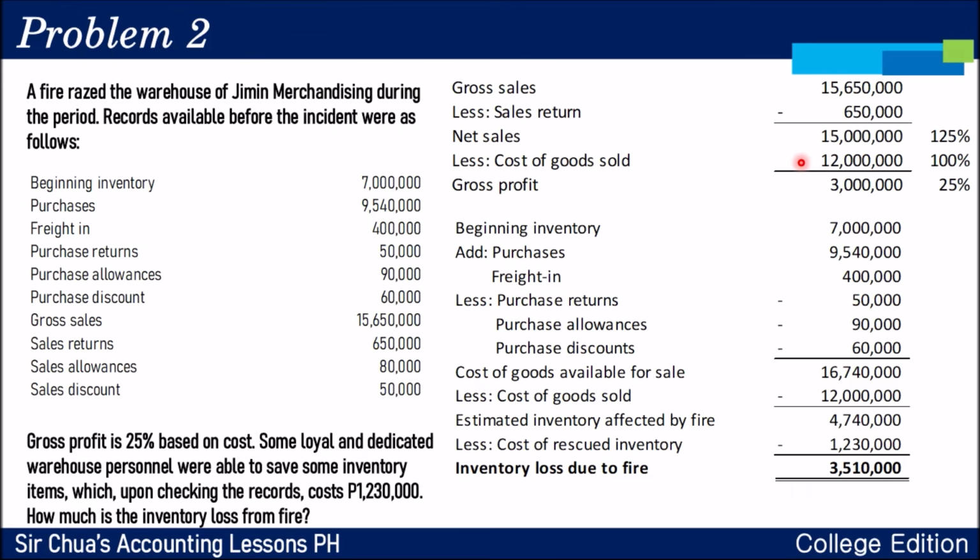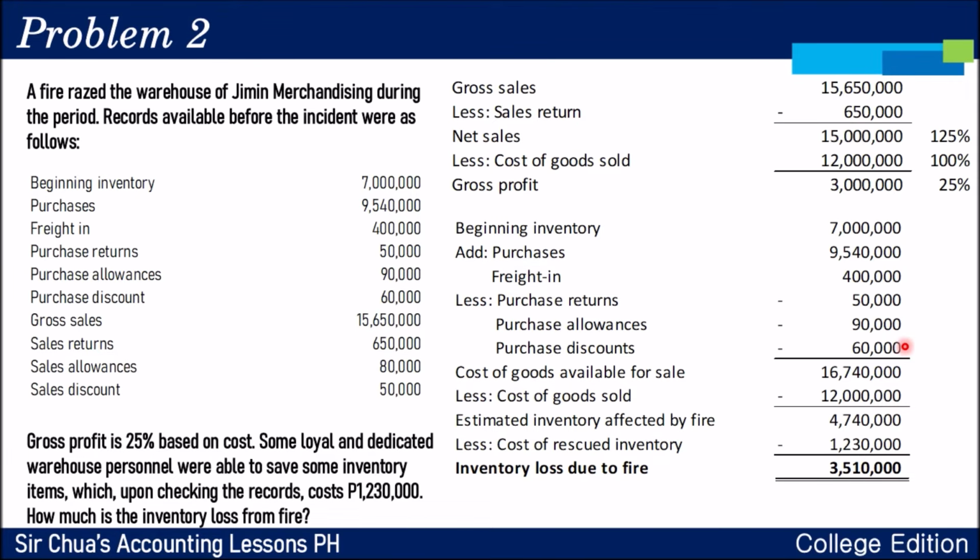Okay. So, ganito na po. Ang beginning inventory natin is 7 million. Add po natin yung purchases natin na 9,540,000. And then add po natin yung freight in. Remember, ganyan po ginagawa natin, di ba? Freight in is an adjunct account to purchases. So, ina-add po siya. Less lahat po ng contra purchases po natin. Purchase returns, purchase allowances, and purchase discounts.